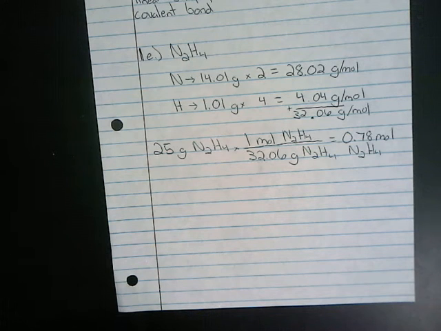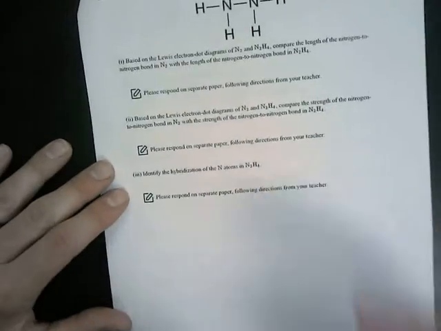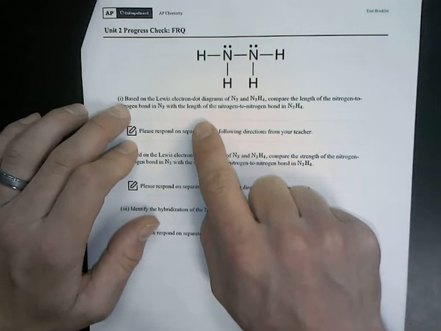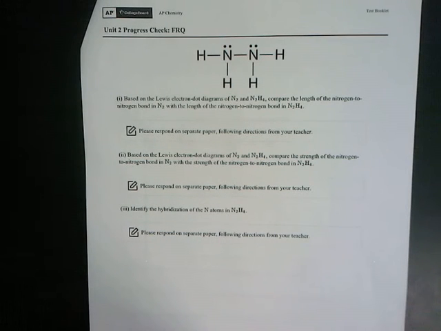All right, so we'll shift back here and we are actually going to look at a few things. Part F, 1F of this particular problem says the electron dot diagram of N2H4 is shown below. I'll flip my page here. And there it is. Okay, so problem F, letter I, says based on the Lewis electron dot diagram of N2 and N2H4, compare the length of the nitrogen to nitrogen bond in N2 with the length of the nitrogen to nitrogen bond in N2H4.